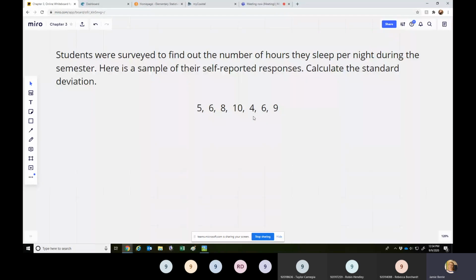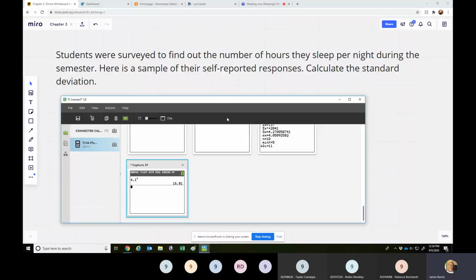So we're going to take our data set. Let's go back to our calculator here.